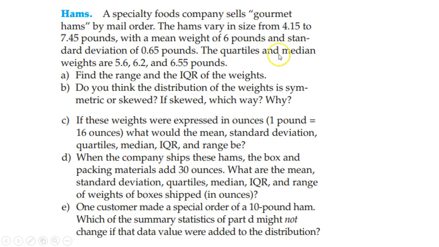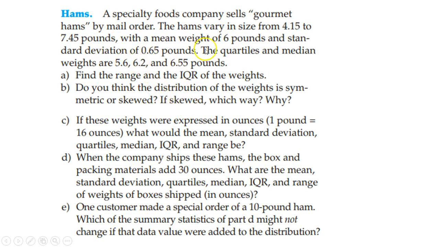All right, so it says the quartiles and the median weights are, so I'm going to go probably with 1, 2, or 1, 3, and there is the, I guess the middle is probably the 6.2. But the point is, find the range and the interquartile range. Okay, the hams vary in sizes from that to that, so that's probably the low to high. That's the mean and standard deviation, right?